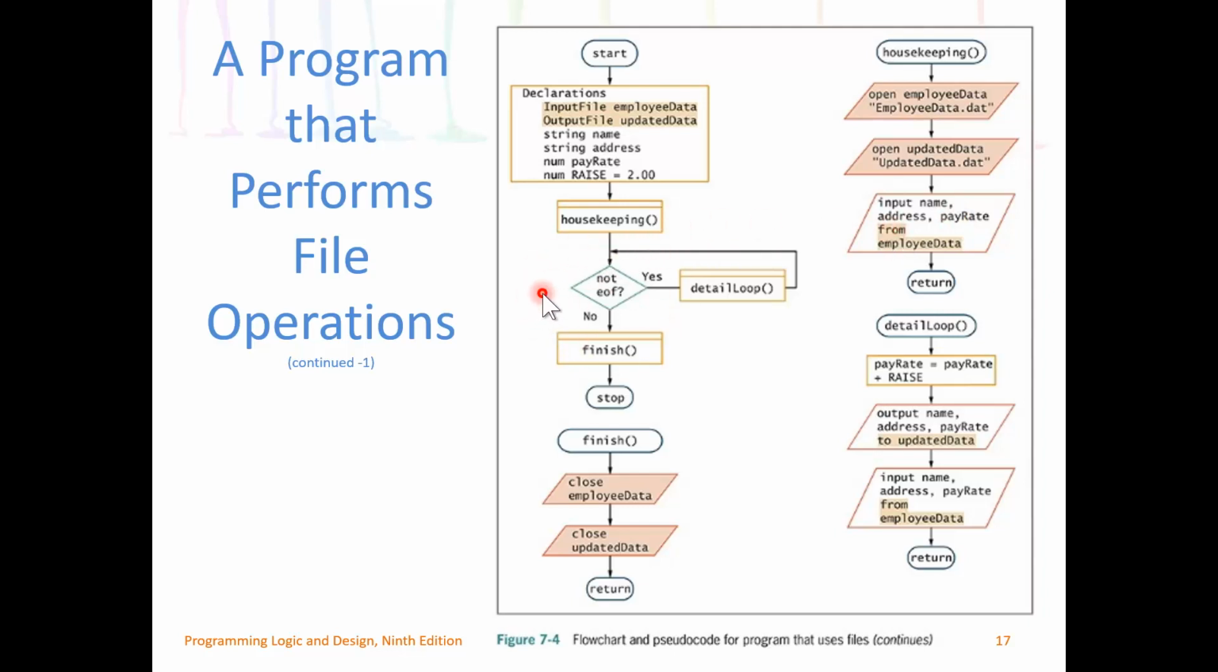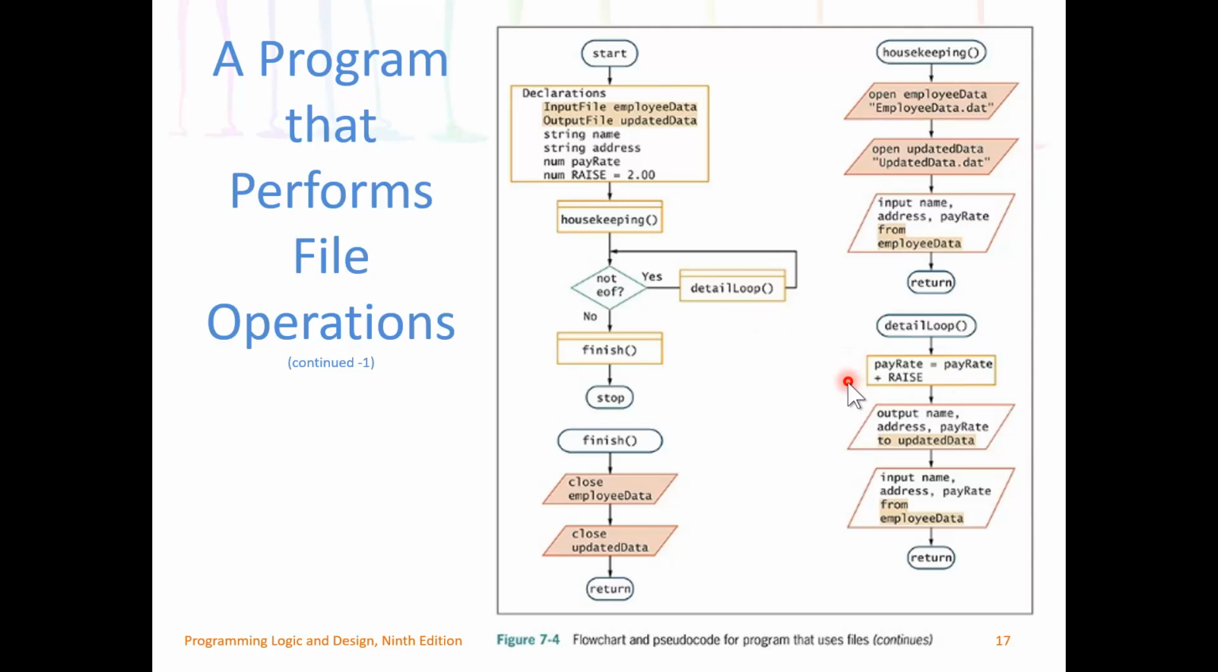Now, in the loop, we're going to be checking for end of file. If we hit end of file, we're going to get out of the loop. So they're saying not EOF. If the answer to that is yes, then we're going to do our detail loop, which is to process that record we just read in.